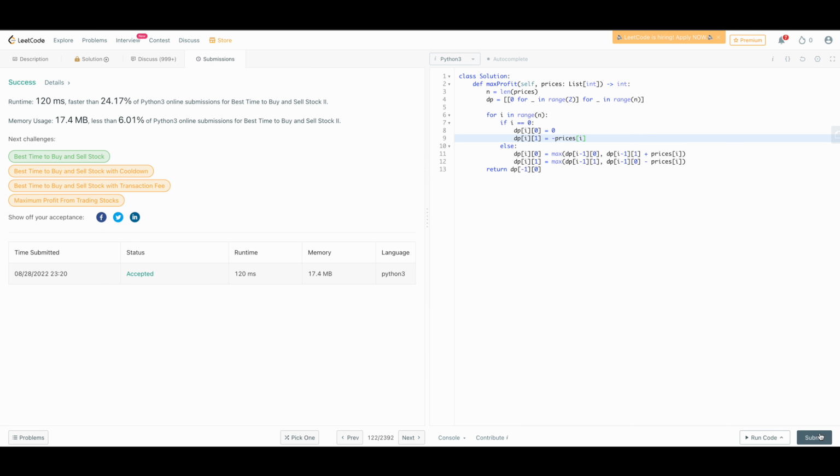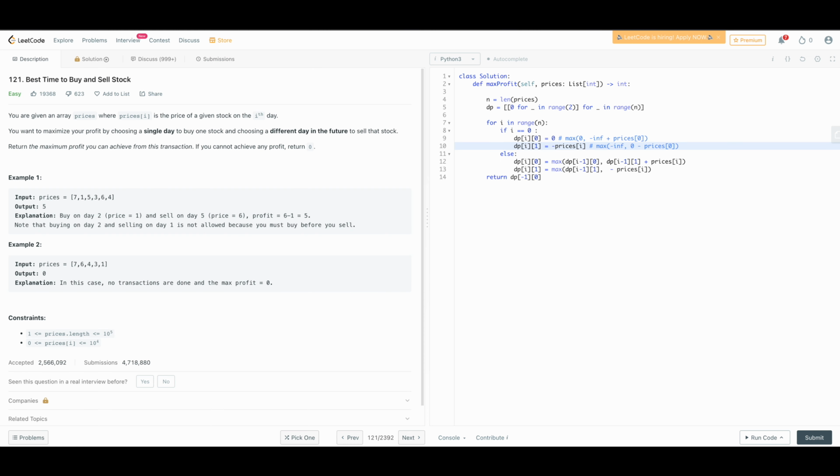Okay, so that's for this problem, and let's look at our fourth problem in this video. If you look at this problem, what do you notice? Here K is what? Yeah, you can only have one transaction in this case. Let's run our code and see what we get. So this is some comment I made for you guys, and okay, let's run this.